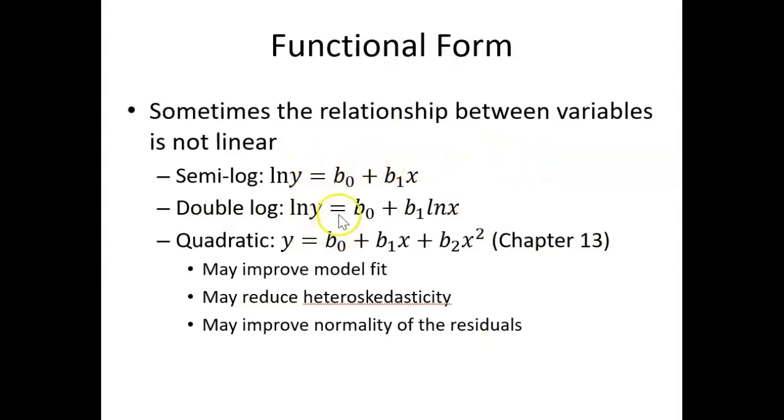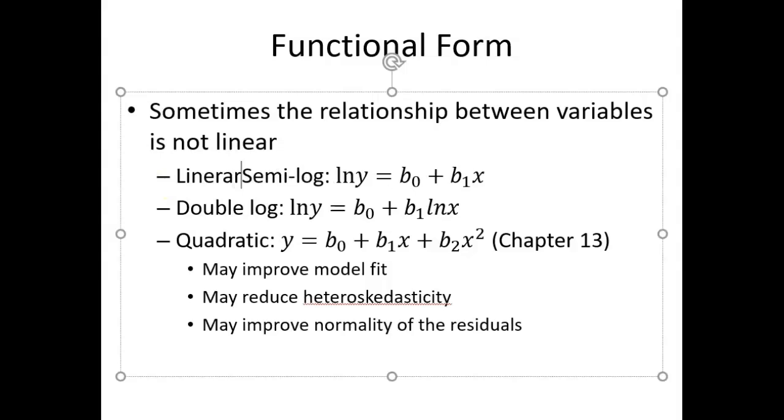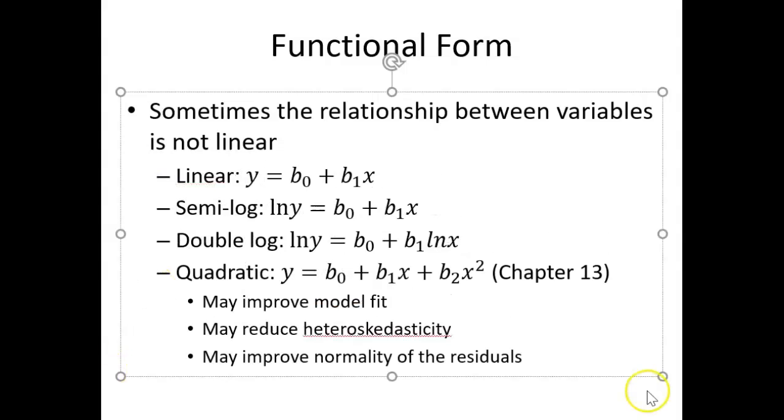So here are three alternative functional forms to the linear model. And maybe I should add the linear model to make this clear. So a linear model is y equals the intercept plus the slope times x. What's known as a semi-log model takes the natural log of y, and then the right-hand side is a linear model. In a double log model, you take the natural log of both the dependent variable y and the independent variable x. Both of these estimate a non-linear relation.